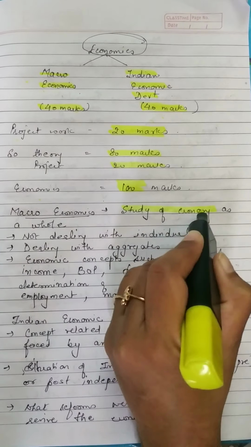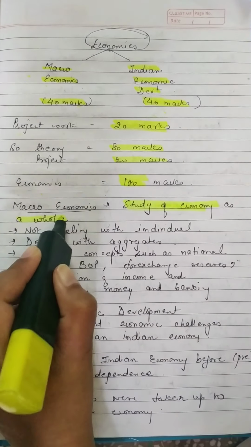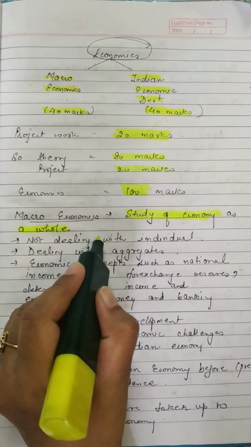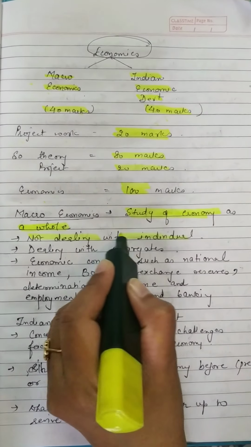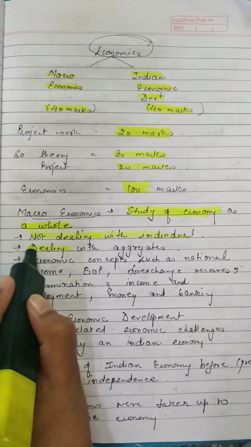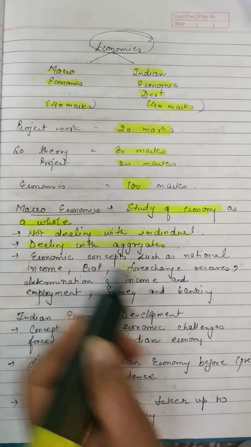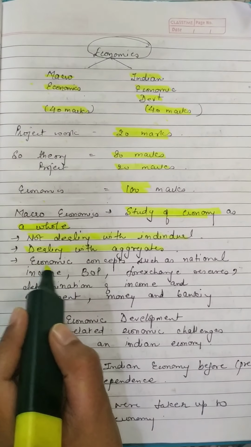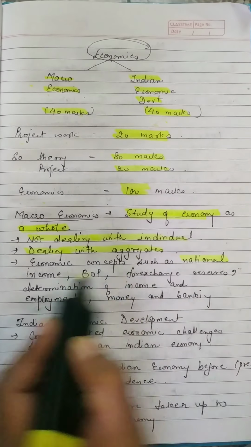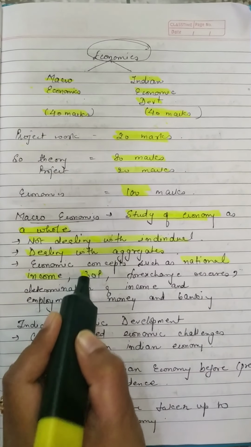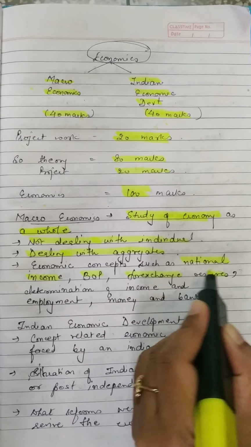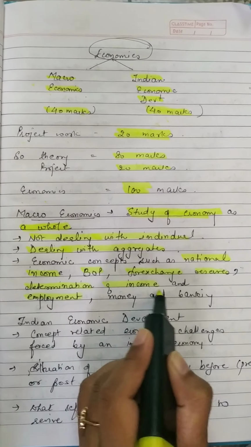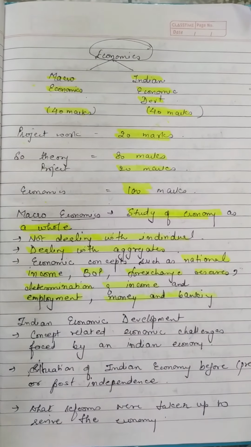economy as a whole. We'll be taking up those concepts which are related to the economy. It is not dealing with individual items, it is dealing with the aggregates. So when I am saying aggregates at the economic level, it includes economic concepts such as national income, balance of payment, foreign exchange reserves, determination of income and employment, money and banking, etc.